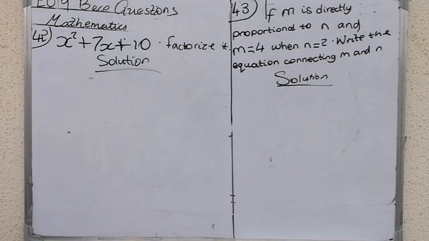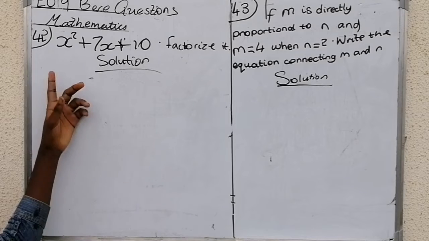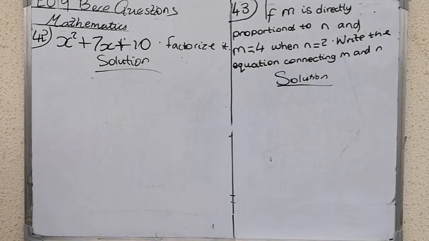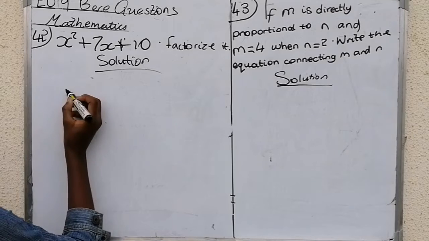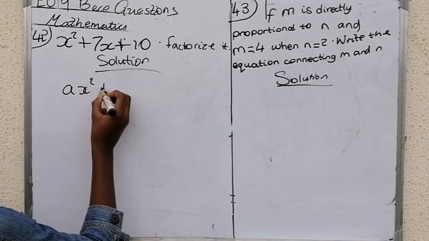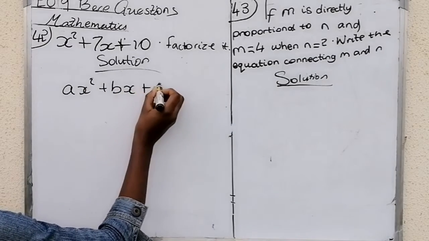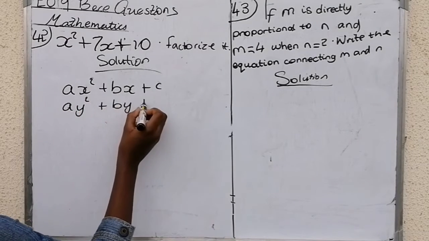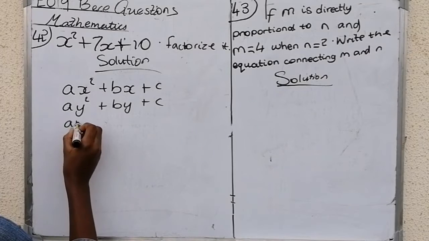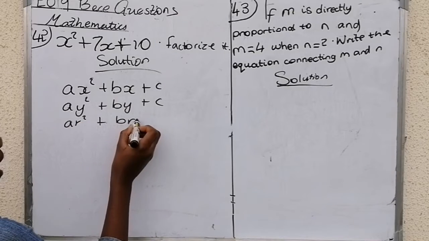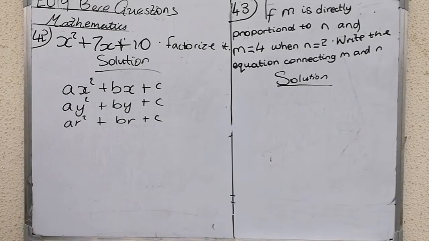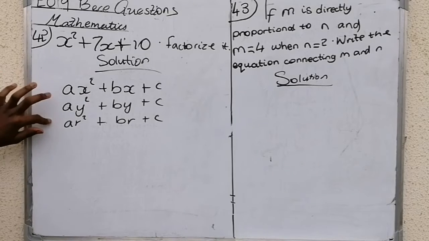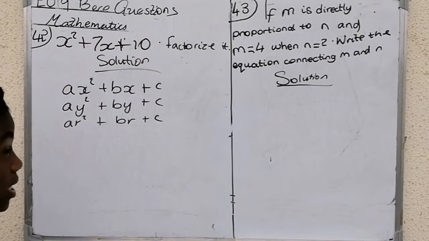Number 42 says we should factorize x squared plus 7x plus 10. We should know that this is a quadratic expression. Quadratic expressions always come in this form: ax squared plus bx plus c, ay squared plus by plus c, and ar squared plus br plus c. We should always take note that a, b, and c represent numbers.